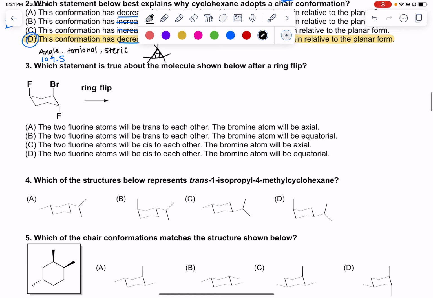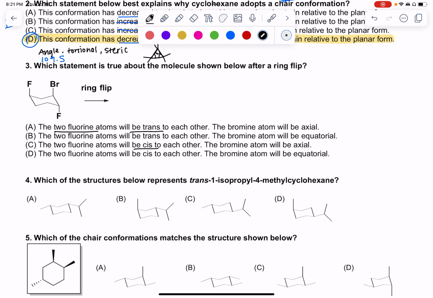All right, which statement is true about the molecule after a ring flip? All right, now remember there's a few things that we remember when we're talking about a ring flip. We're talking about which way our substituents are facing. Are they axial or are they equatorial? That's what's going to change during a ring flip. So I look at the answers and I go, what are they going to ask me here? They're going to ask me about the 2 fluorine atoms being trans or cis to each other.